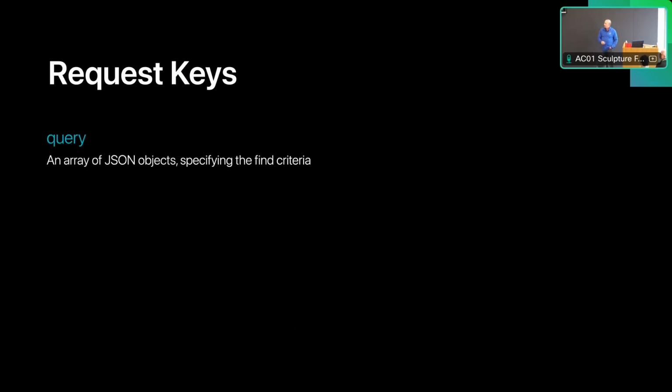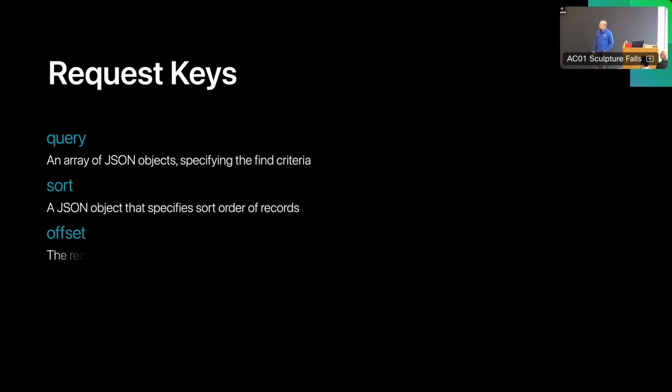Okay, so getting back to our request keys. These are ones that are going to be more focused on your read requests. Obviously, the first one is your query, which is an array of JSON objects that specify your find criteria. You can also sort the response that you get back. So we have the sort, which is a JSON object that defines your sort order for the records. There is an offset key, which is the number of the first record in the range of records to return.